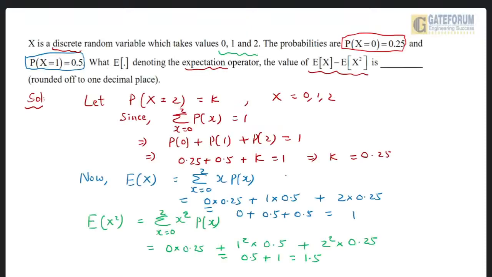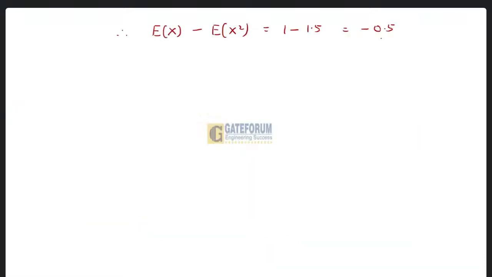Therefore, they are asking E of x minus E of x square, which is equal to 1 minus 1.5, equal to minus 0.5. Okay, this one. So the answer is minus 0.5. This is the end of the question.